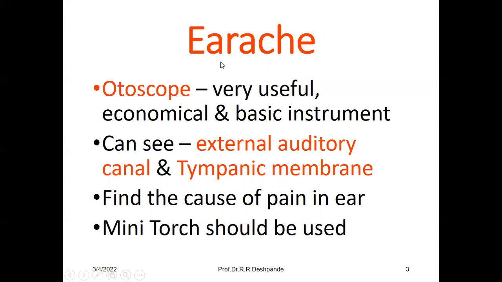Why is there pain? Each doctor should have this particular instrument, which is called an otoscope. My dear doctors, please immediately purchase this instrument. This is very useful in your general practice. This instrument is cheap, not costly, so economical. It is a very basic instrument if you want to treat patients of ear, nose, throat, etc. With this otoscope, the doctor can see the external auditory canal and tympanic membrane. This instrument is useful to find the main cause of pain in the ear. In addition to the otoscope, the doctor will definitely require a mini torch to diagnose the earache.